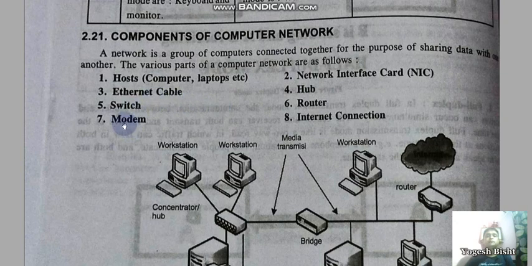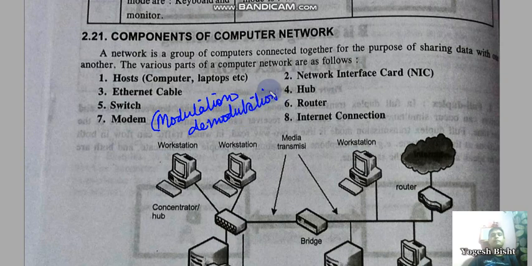Then we need a modem, which is used to convert the analog signal into digital and then reconvert a digital signal into analog. So the full form of modem is modulation and demodulation. I'll write it for you. Modulation and demodulation. When an analog signal is converted into digital, it is called modulation, and when it is reconverted, it is called demodulation.